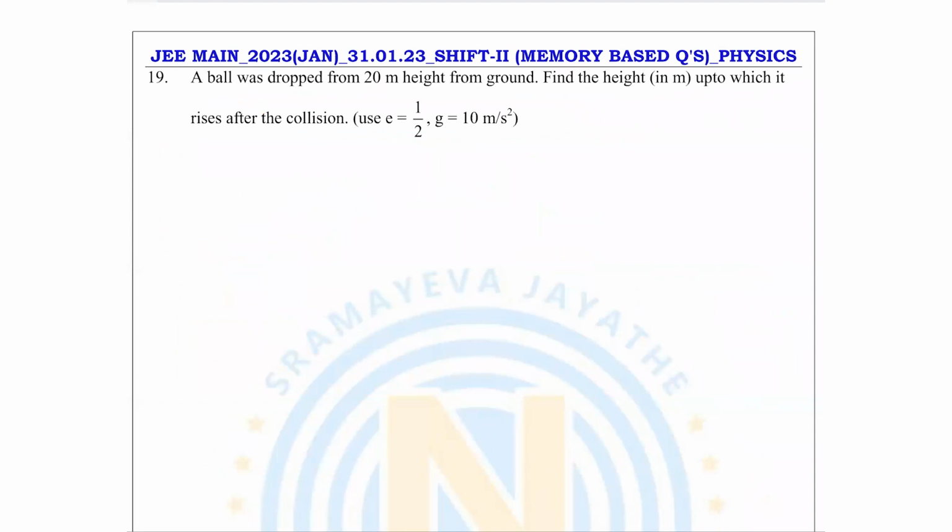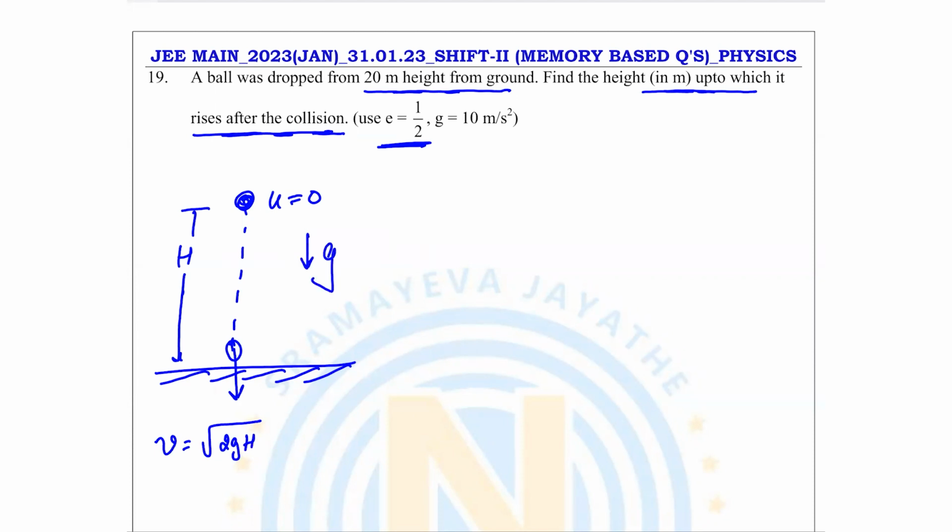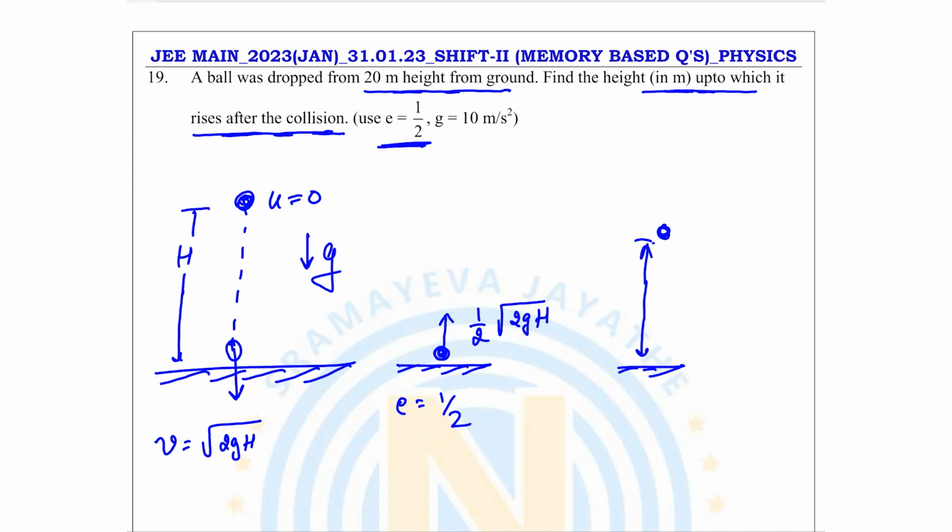Okay, next question. A ball was dropped from a height of 20 meter. Find the height up to which it will rise after the collision. After only one collision we are talking about, we are given coefficient of restitution. So a ball is dropped from a height h. It goes without saying that initial velocity is 0. So when it hits, by energy conservation its velocity will be root 2gh. Or you may use v square minus u square is equal to 2as. Now, if the coefficient of restitution is 1/2, then it is going to rebound with the speed which is 1/2 of root 2gh.